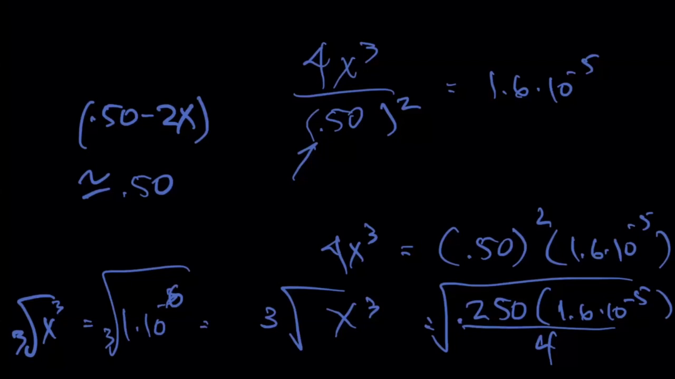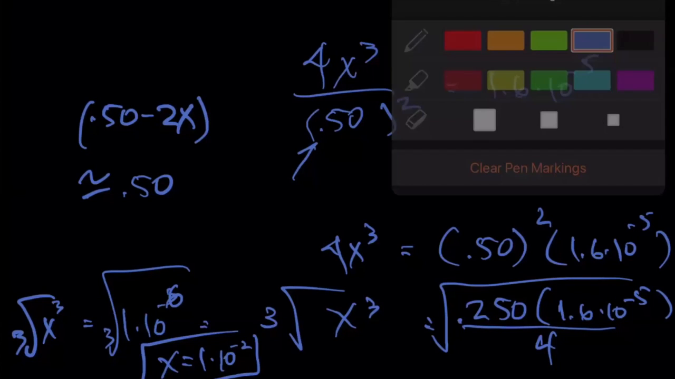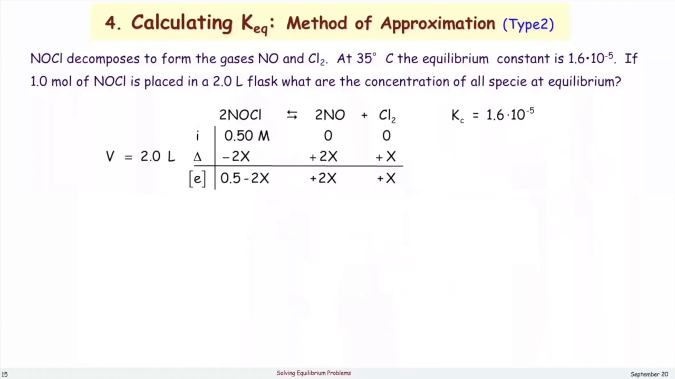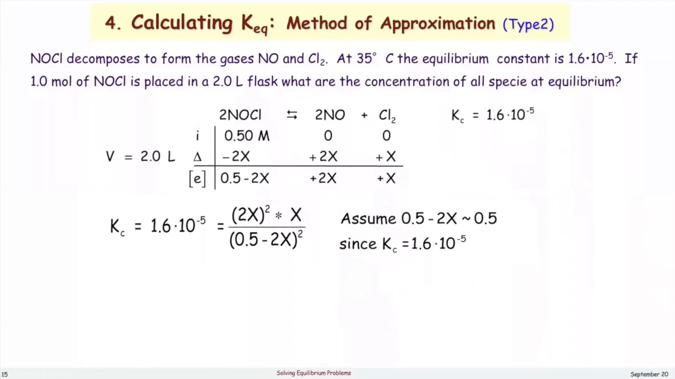You get 1 times 10 to the minus 2. X equals 1 times 10 to the minus 2. So x is 0.01, in other words. And you see that as I work out the problem for you right here. Here it is. We make this assumption right here, and then we can solve the math.